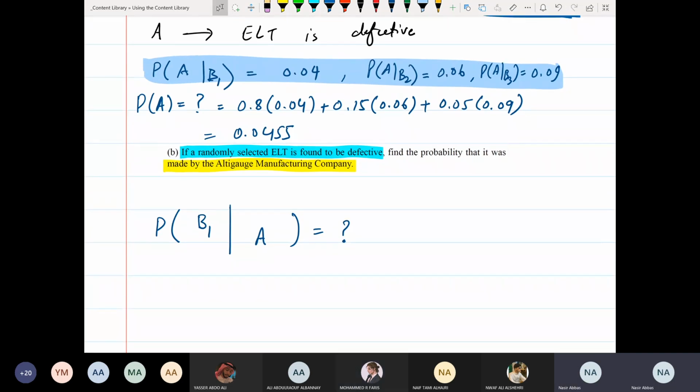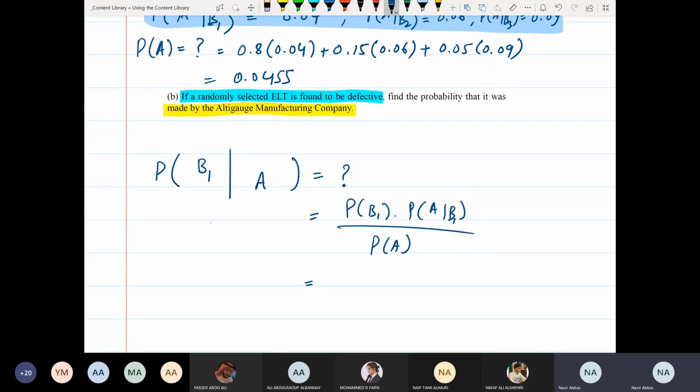So we are going to make a simple use of Bayes' theorem. This can be written as probability of B1 times probability of A given B1 over the total probability of A. And this will be 0.8 times 0.04 over 0.0455 that we just found. Therefore, the overall answer will be 0.703. So if you found an ELT to be defective, there is a 70.3% chance that it was manufactured by company A.